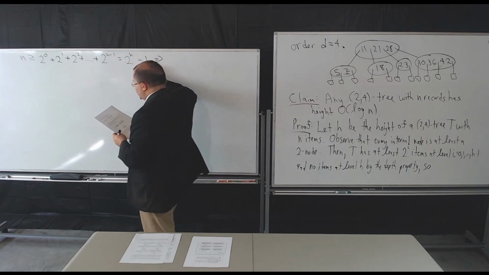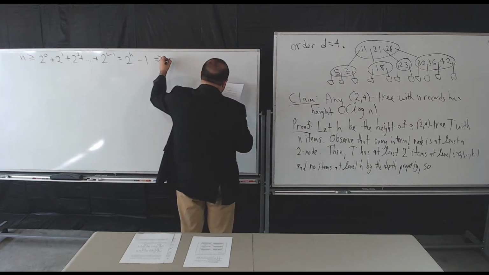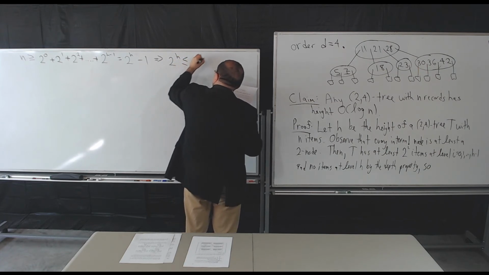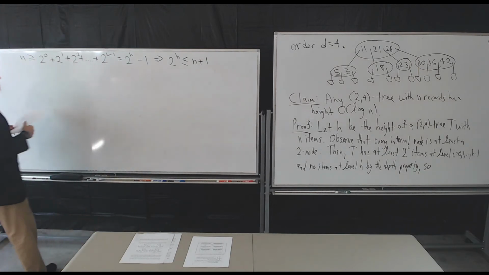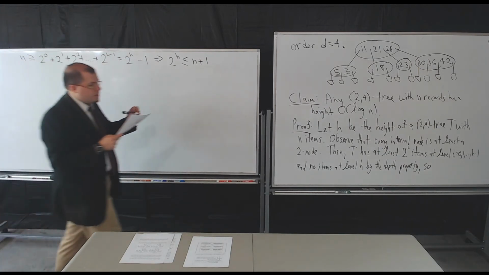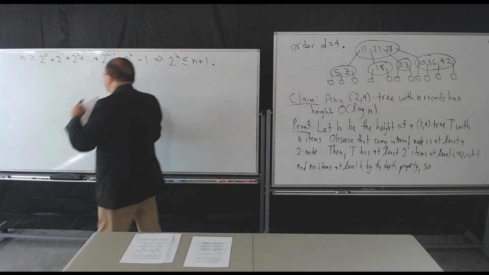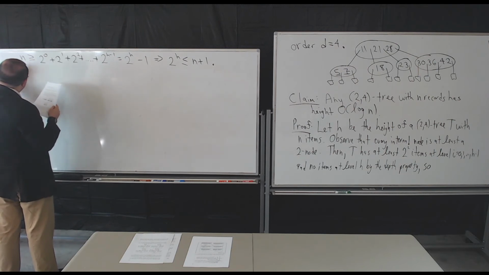So what does that mean if I rearrange this? It means that 2 to the power of h is less than or equal to n plus 1, by adding 1 to both sides of my inequality. Does everybody see that? Now what was the trick I normally use here? Now I'm going to exponent. So I'm going to take logarithms to both sides.